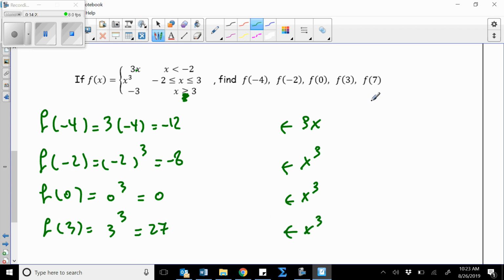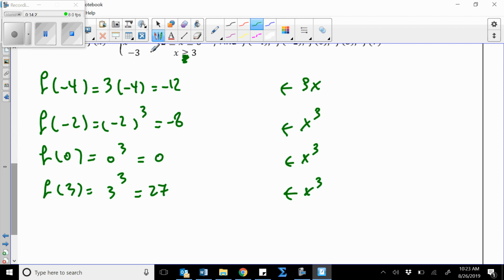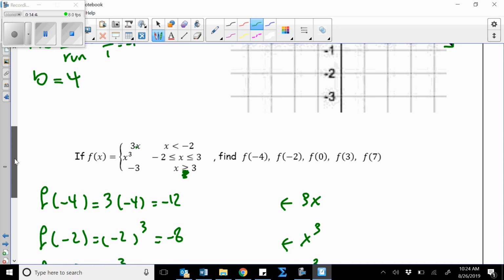And then f of 7. 7 is greater than 3, so we can use the last one here. f of 7 is just -3, because my y value for this last piece is just -3. So f of 7 is -3. We used this one for this value of x. So this was our function.